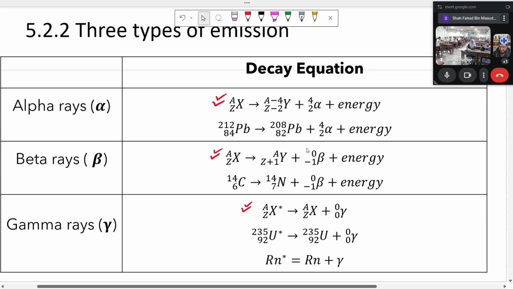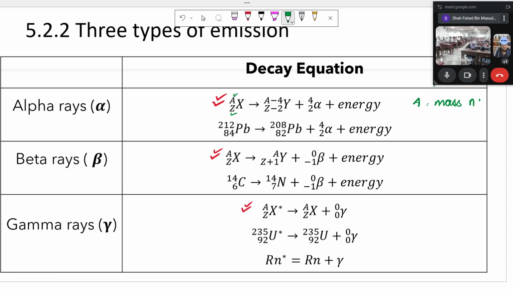Now let's talk about the three types of emission. The important thing over here is that you have to memorize the general formulas. The first one which I ticked in all these three, alpha, beta, and gamma, are the general formulas. Now I'll tell you a simple thing. Just look at this. Here, this A is representing the mass number, and this Z is representing the atomic number. So here I'm writing down that A is the mass number or atomic mass number, and Z is the atomic number.